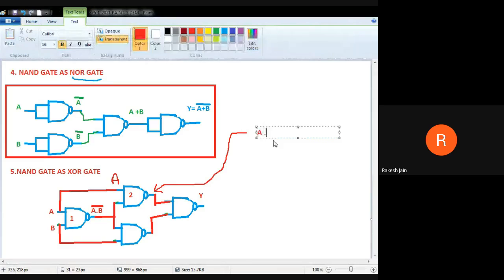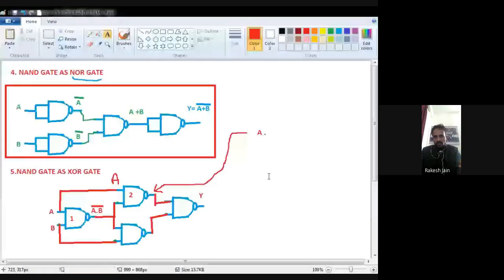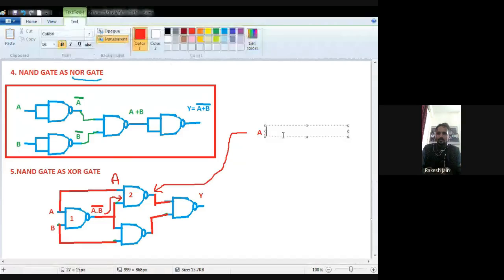Then dot. Second input, what is the second input? Because this second input is connected to this point, it means A dot B bar. The second input is A dot B bar because the output of the first NAND gate is directly connected to this line of the second input. This A dot B bar is also connected with the second NAND gate's second input. So the second input of this second NAND gate is A dot B bar.